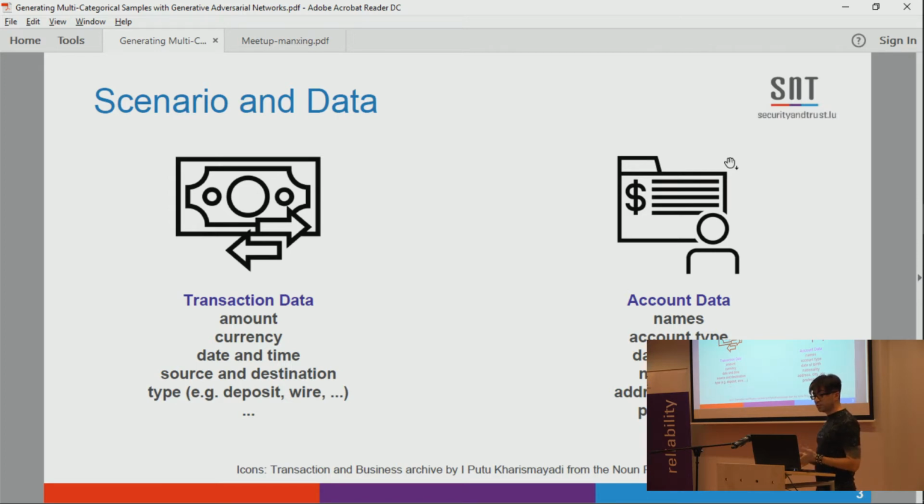And for accounts, usually we have the name. Sometimes the name is split between first name, last name, sometimes it's not, sometimes it's empty. We have a lot of other fields like the account type, date of birth, nationality, a lot of categorical variables too.